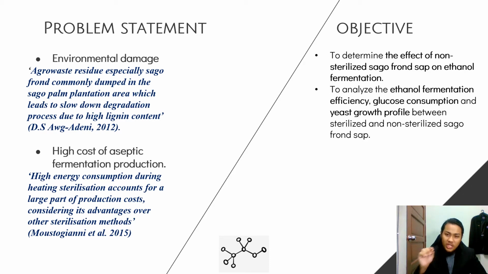So the objective of our study is to determine the effect of non-sterilized Sago Frond sap on ethanol fermentation and to analyze the ethanol fermentation efficiency, glucose consumption and yeast growth profile between sterilized and non-sterilized Sago Frond sap.